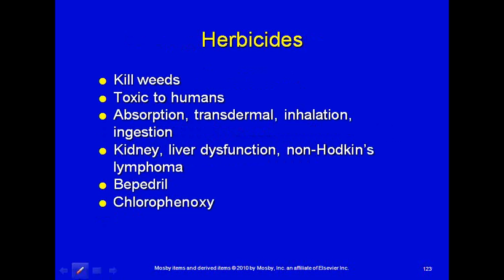Environmental substances include herbicides and pesticides. Herbicides kill weeds, but they are toxic to humans as well. They can be absorbed through the skin, they can be inhaled, they can be ingested. They cause kidney and liver dysfunction as well as non-Hodgkin's lymphoma. Bepedril and chlorophenoxy are two herbicides that are out there.